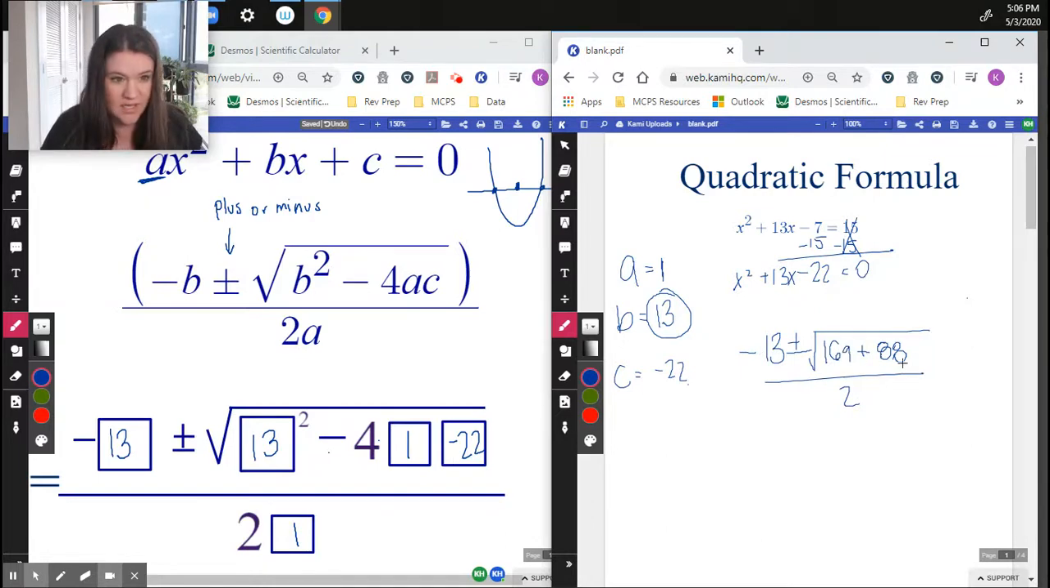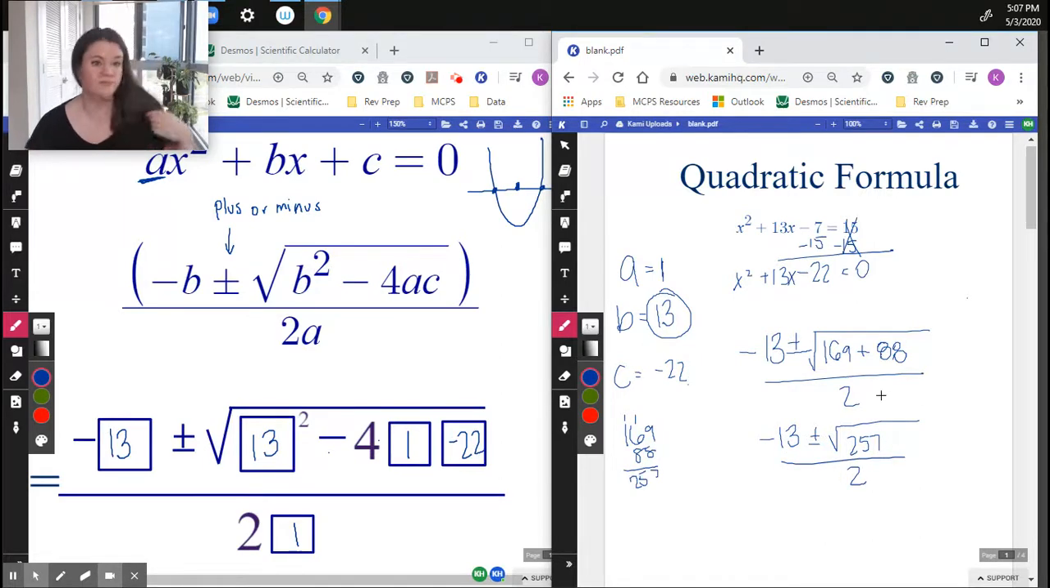All right, so I'm going to have to get this stuff neater, right? Right now it's a mess, so let's clean it up. -13, oops, that's supposed to be 13. Drawing is subtracting. Square root of 169 plus 88. 169 plus 88 is 257. All over 2.